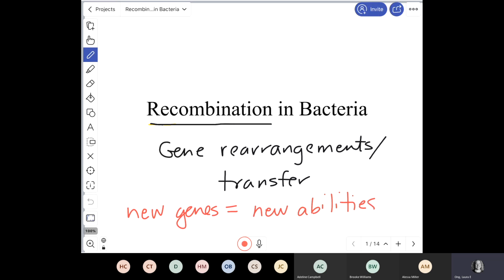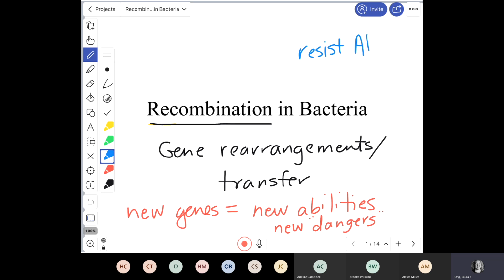So if you have new genes, you have new abilities. And for medical bacteria that we care about, that could give them new dangers for us. So new abilities can include things like you resist antibiotics. Go ahead and write that. This could give them the ability to resist antibiotics, to gain new toxins or new dangerous enzymes like coagulase that we saw in lab yesterday.